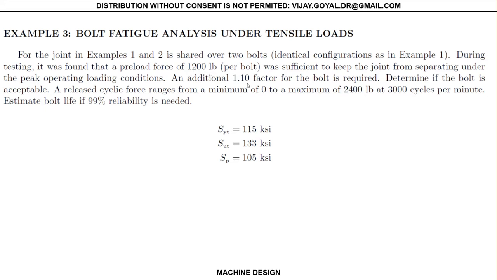Additional factors 1.2, 1.1 are required. So you know that your total design factor would be 1.2 times 1.1. And we showed this gave you 1.32. Okay.